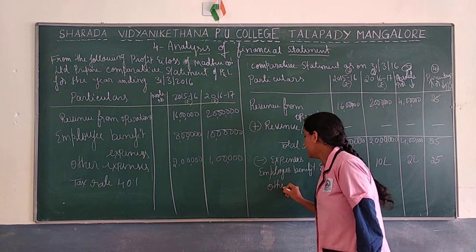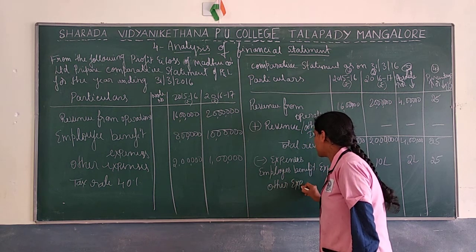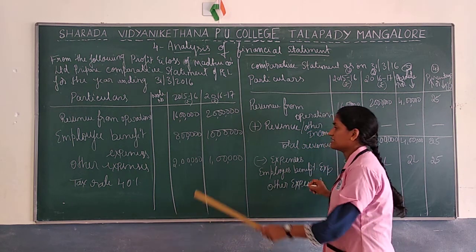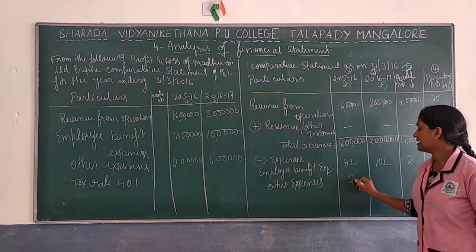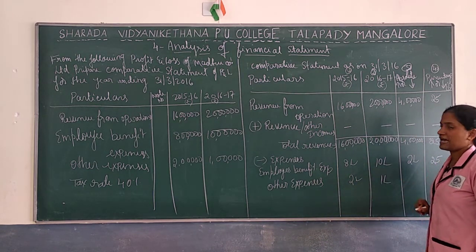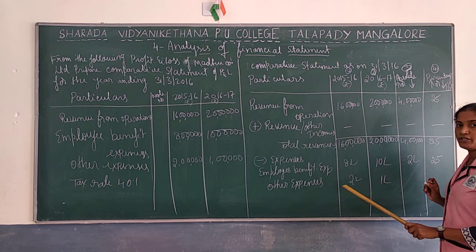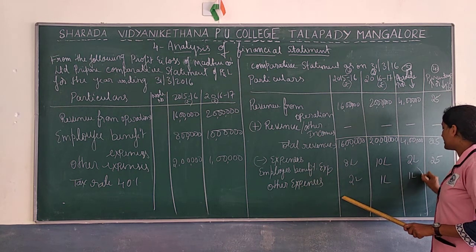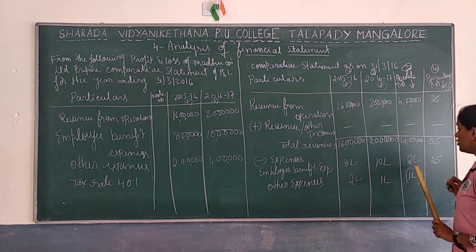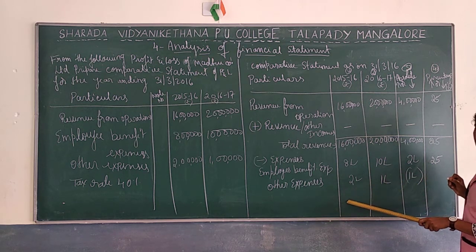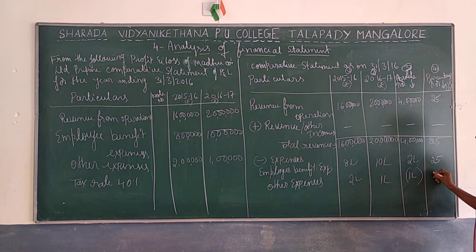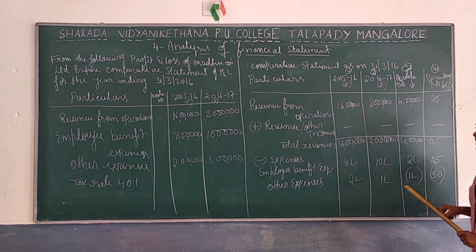Write down other expenses, one more expense, which is other expenses, 2 lakh and 1 lakh. So from 1 lakh, if you deduct 2 lakh, it is minus 1 lakh, negative. Then divide 1 lakh by 2 lakh and multiply by 100, you will get 50. Show it inside the bracket.